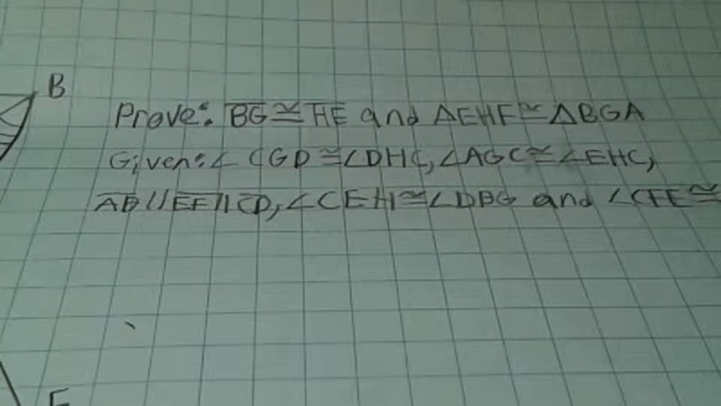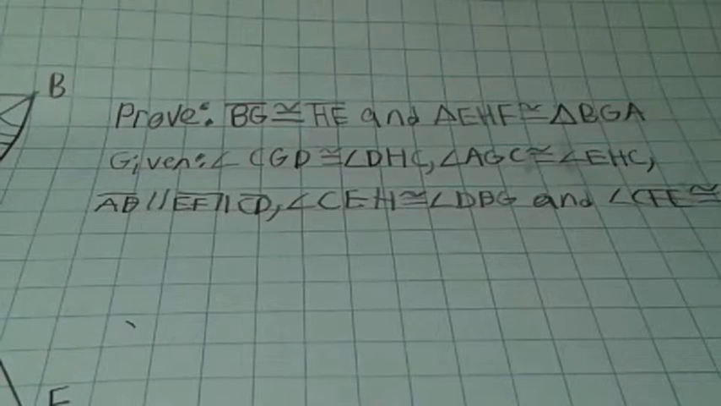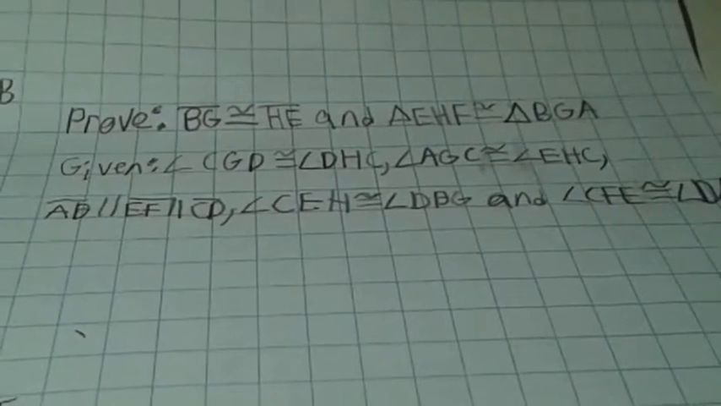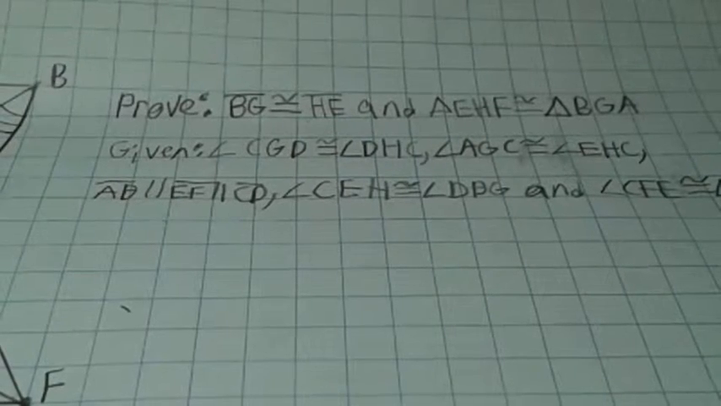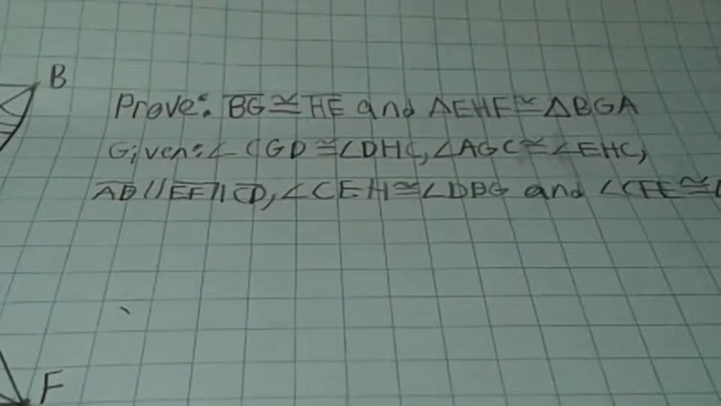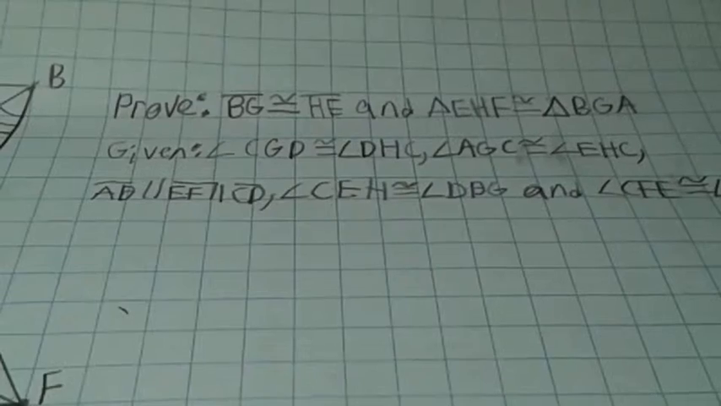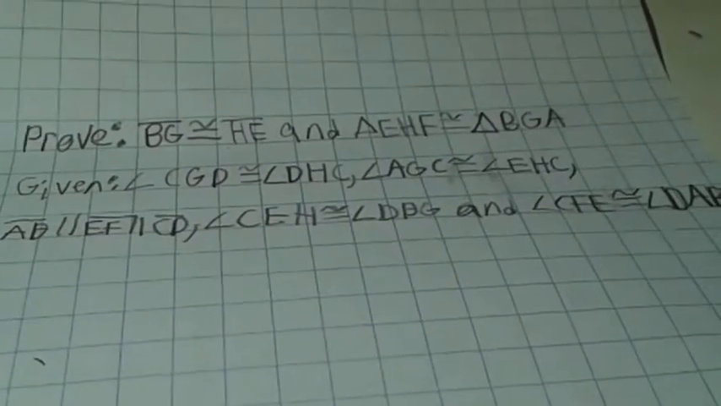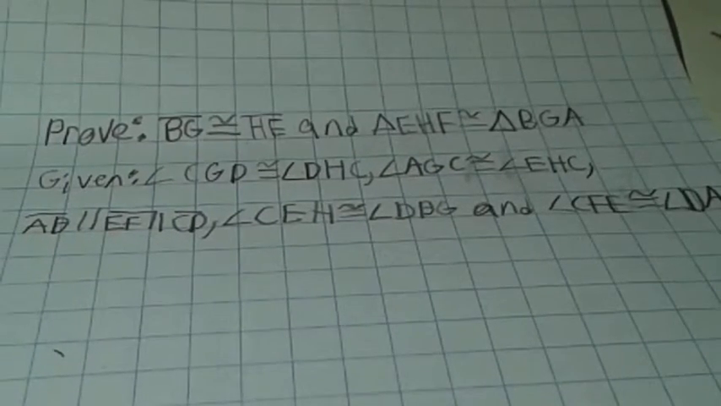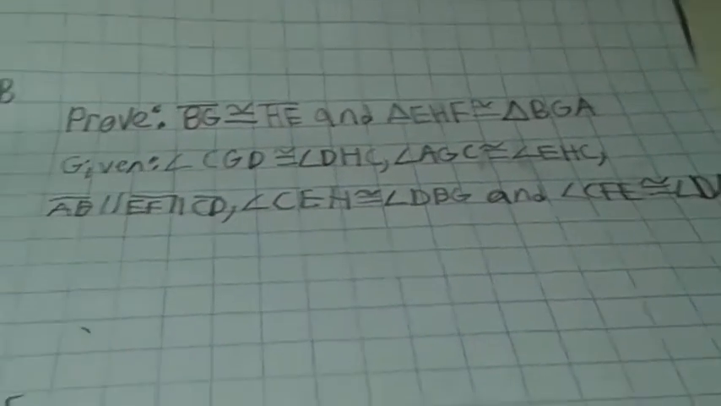Our givens to help solve this are that angle CGD is congruent to angle DHC, angle AGC is congruent to angle EHC, line segment AB, line segment EF, and line segment CD are all parallel to each other. Angle CEH is congruent to angle DBG, and angle CFE is congruent to angle DAB.